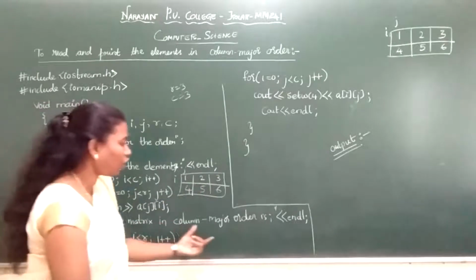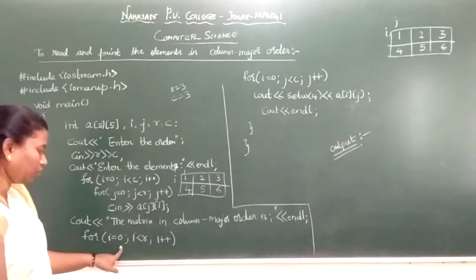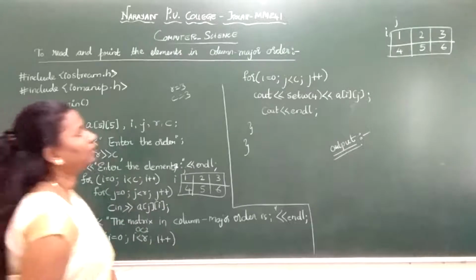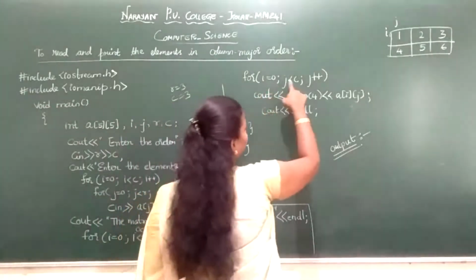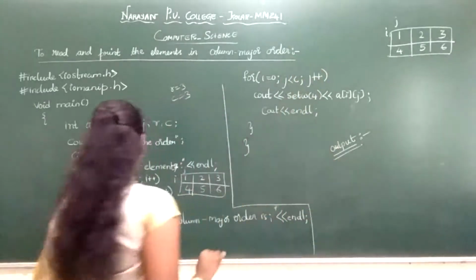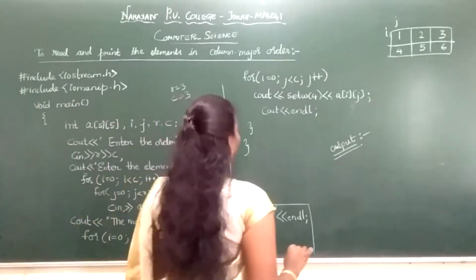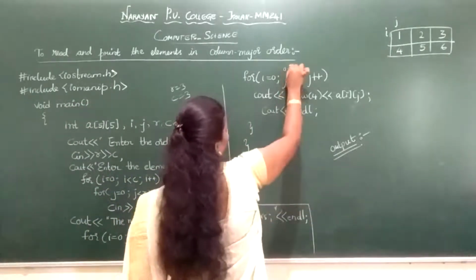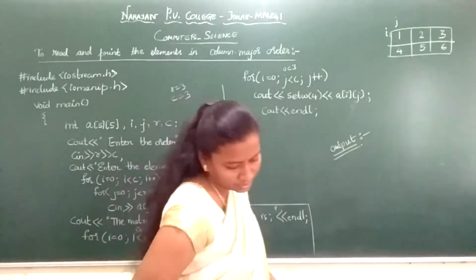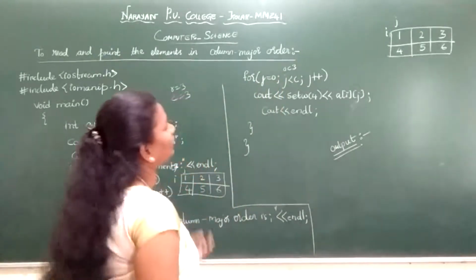Now the matrix is to be printed in column major order, so now we will see the logic. For i is equal to 0, i is less than 3, yes, 0 is less than 3. Again for j, what is your j value? The j value will also be 0, so 0 is less than 3. Yes. Now j plus plus. This is not i, this is j. j is equal to 0, j is less than 3.